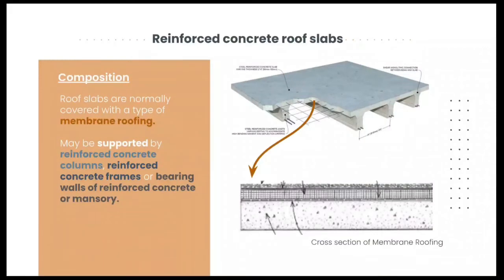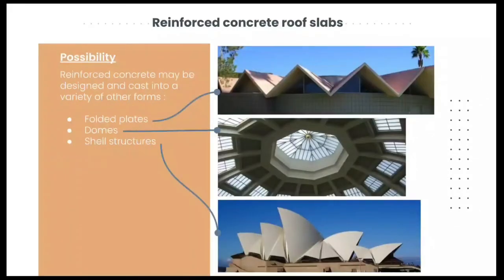Roof slabs are normally covered with a type of membrane roofing. It may be supported by reinforced concrete columns, reinforced concrete frames, or bearing walls of reinforced concrete or masonry. Reinforced concrete may be designed and cast into a variety of other forms, which are folded plates, domes, and also shell structures.